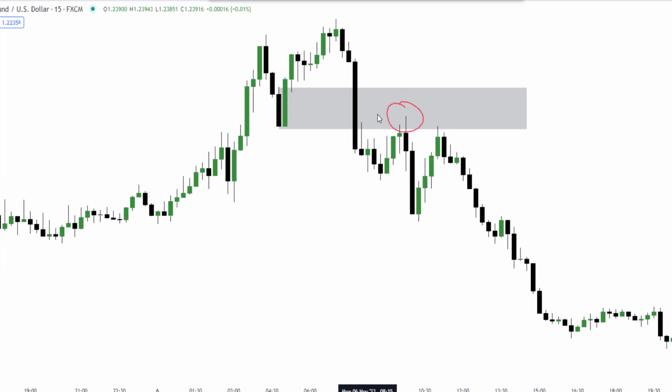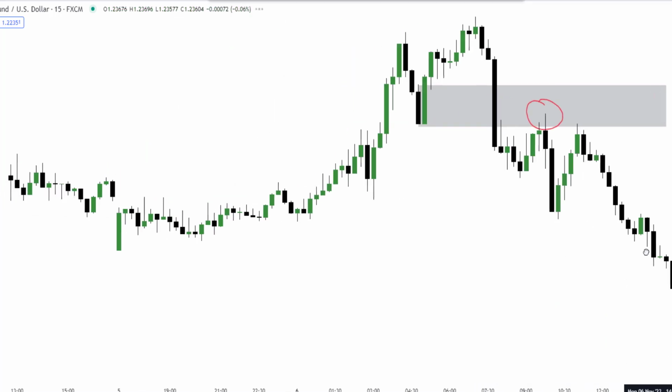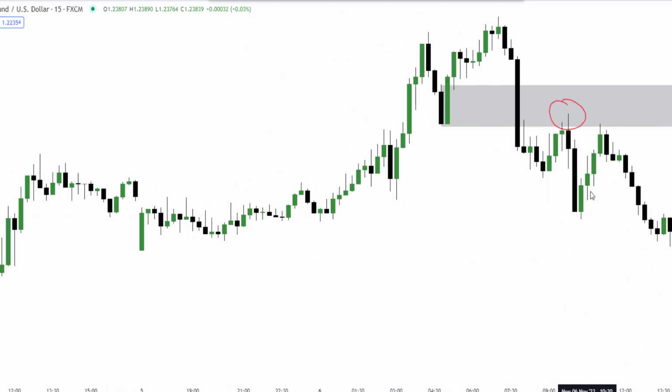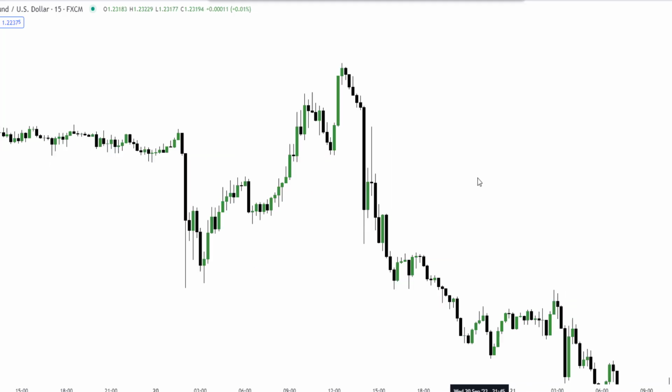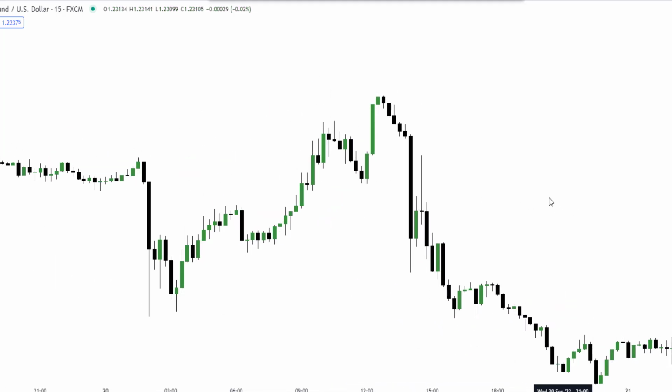And look at what happened after price touched that. Price crashed, coming back to touch it again, crashing down completely. So that is how a breaker is. Let me show you another example. All right, coming right here, here is another example of a bearish breaker block.